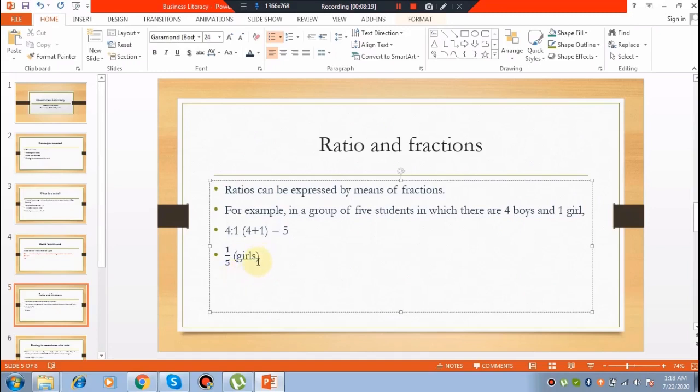Is girls. So what if boys? Again, boys, I'll just copy that. How much is boys? 4. What is the ratio of actually boys? 4/5 of the group, right? 1/5 girls and 4/5 is boys.